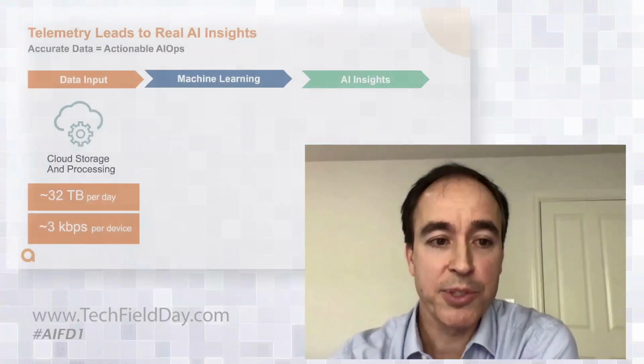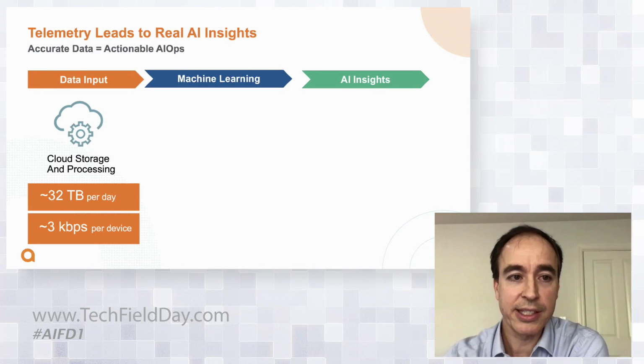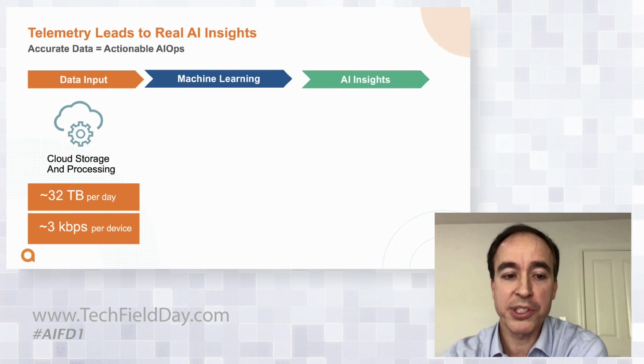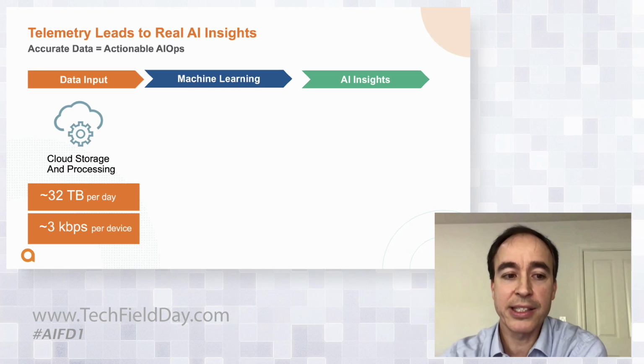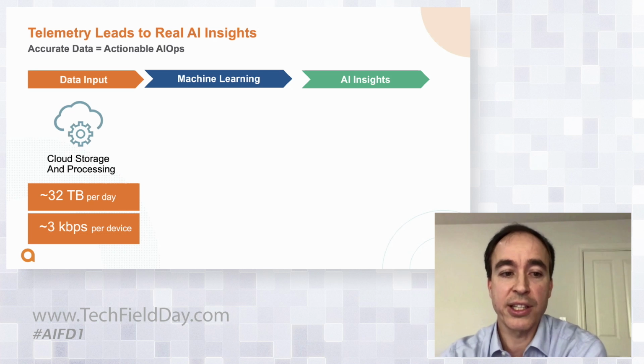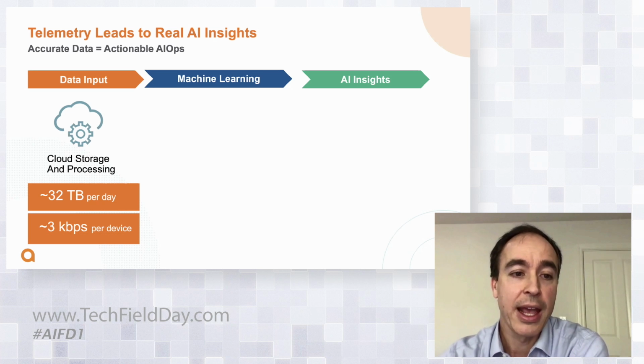Okay, so this is the next slide, just trying to layer in the progression. As we mentioned earlier, there's the data input, about 3 kilobits per second per device, aggregated over 1 million plus devices, about 32 terabytes per day. We obviously do some intelligent compression. This is actually the raw data, but we don't actually pass 32 terabytes to the cloud every day.